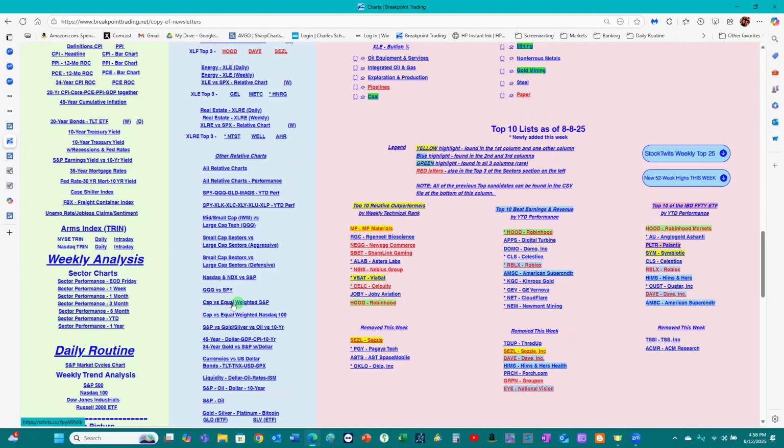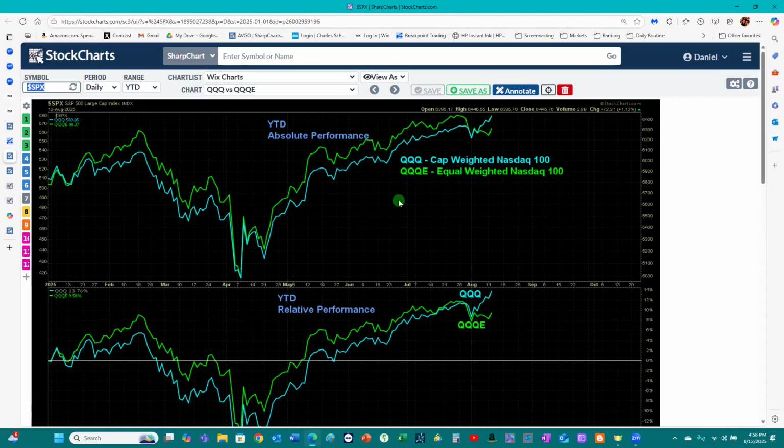So we'll start with the S&P, cap weighted versus equal weighted. And what you see is cap weighted is going up significantly, almost parabolic. That's the blue one. The green one is the equal weighted. So if we gave all of these big cap tech stocks this exact same weighting as every other stock in the index, this says NASDAQ, but this is actually the S&P. So this should be the S&P right here.